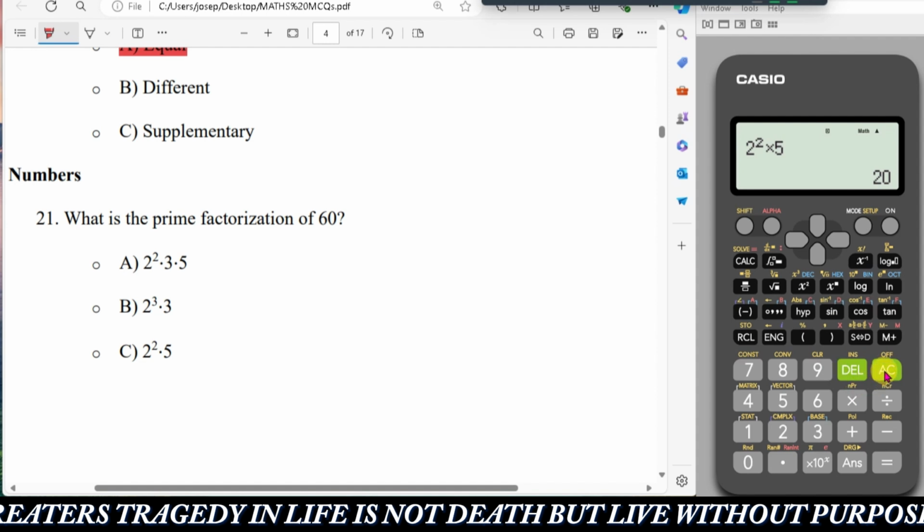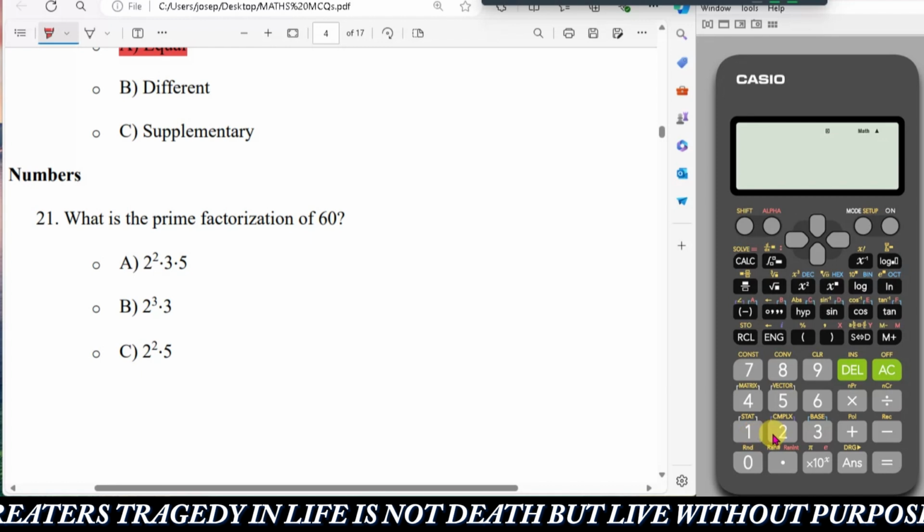Thank you. Once again, we are coming back to continue from question number 21, which is dealing with numbers. The question says, what is the prime factorization of 60? So you look out for the prime factors of 60 and see if it falls within any of the options here. One of the easiest ways you can do this is to use the testing or elimination method. If you're in the exam hall, you can just use a calculator to test them.